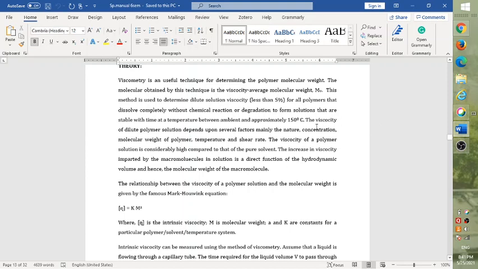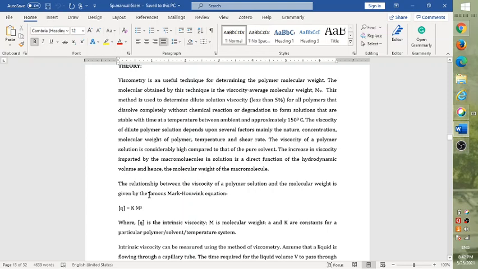The viscosity of a dilute polymer solution depends upon several factors, mainly nature, concentration, molecular weight of polymer, temperature, and shear rate. The viscosity of a polymer solution is considerably high compared to that of pure solvent. Obviously, if you take a pure solvent like water, the viscosity of the polymer solution will be quite high. The increase in viscosity imparted by the macromolecules in solution is a direct function of hydrodynamic volume and hence the molecular weight of the macromolecule.